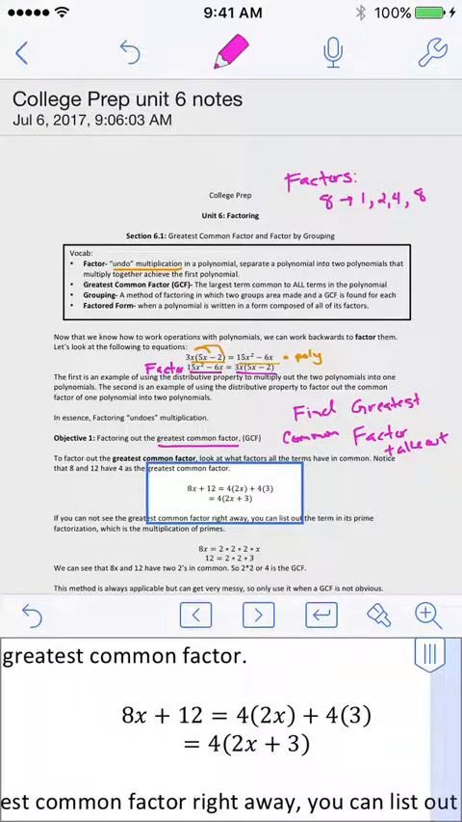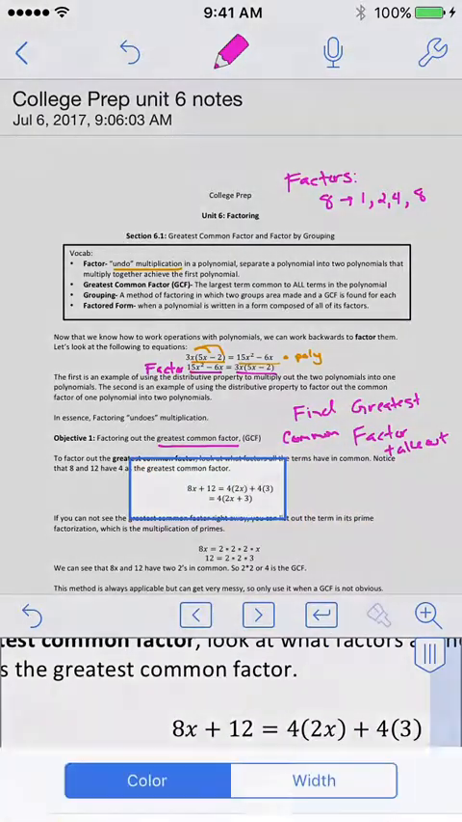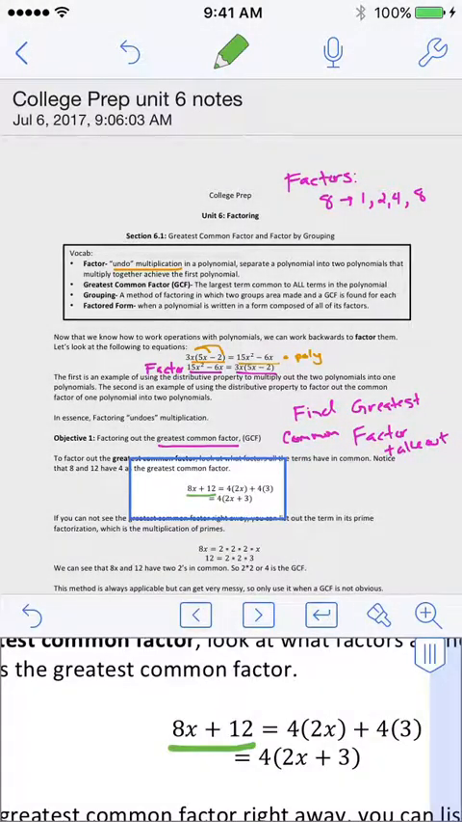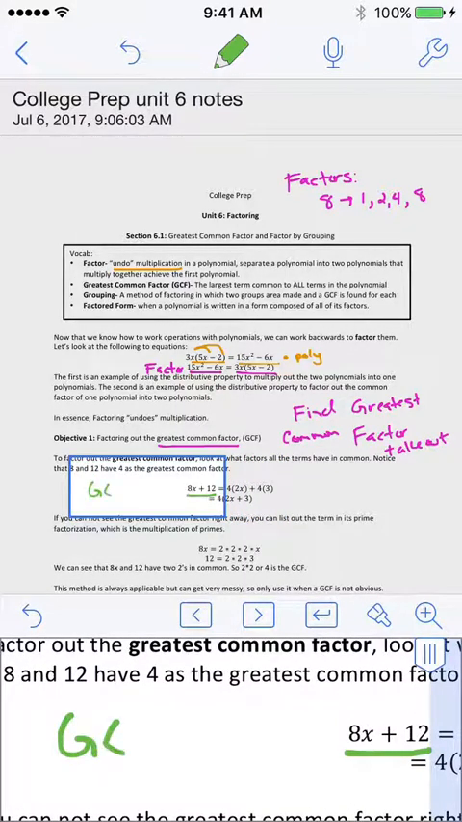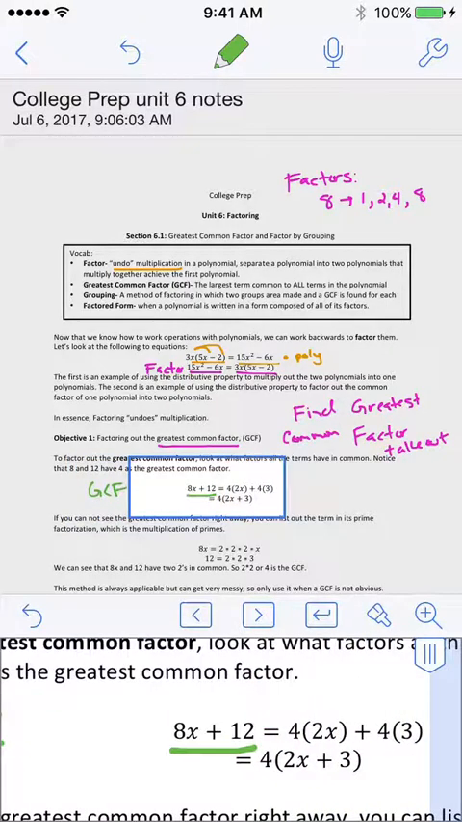Okay, so this is what it kind of looks like. We've got this polynomial here, this binomial, 8x plus 12. I noticed that, well, the first term has an x, the second term does not have an x. So there's no way that they could have an x in common, right? And when I say they, I mean the terms. There's no way the terms have an x in common. Okay, so that's not part of the GCF. GCF has no x, but they do have a number in common. They have a factor in common.